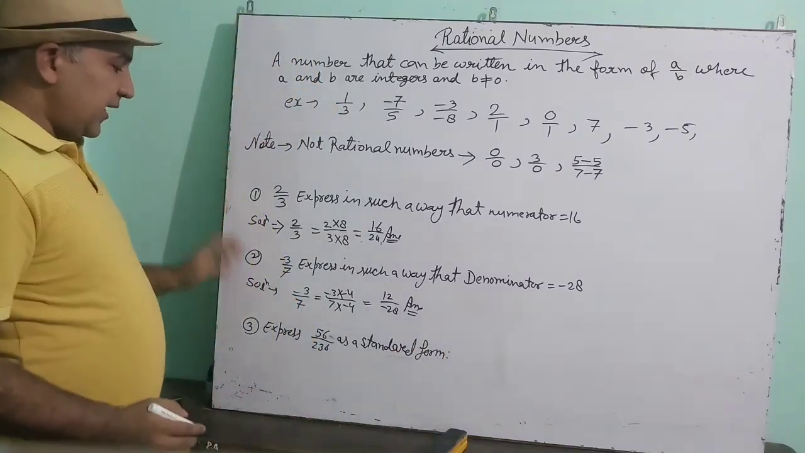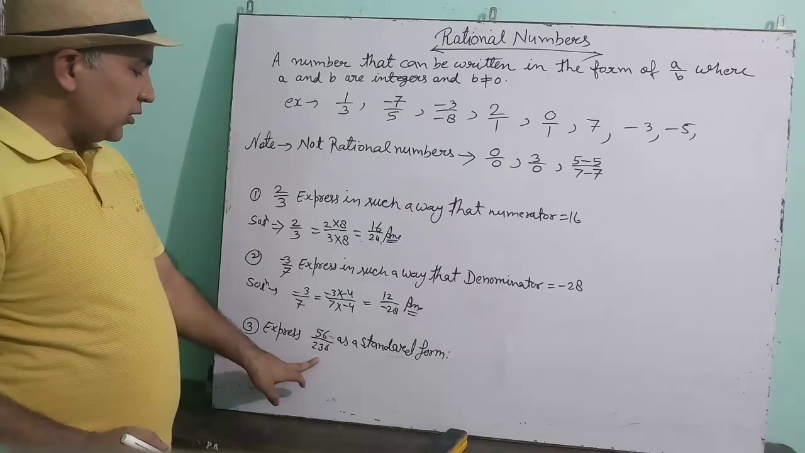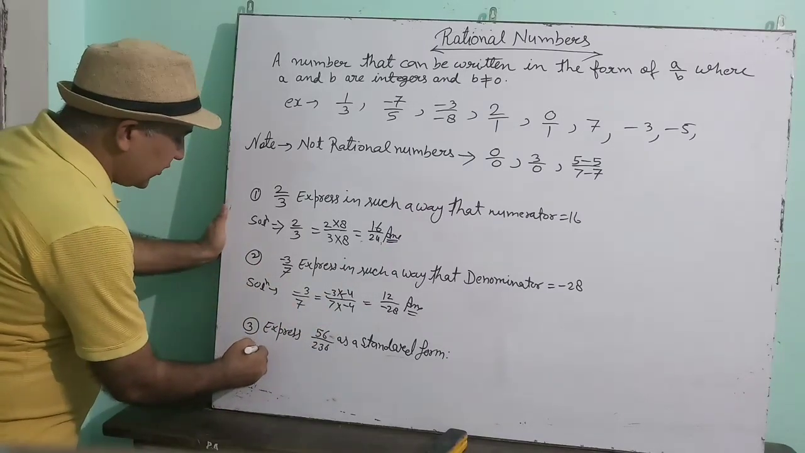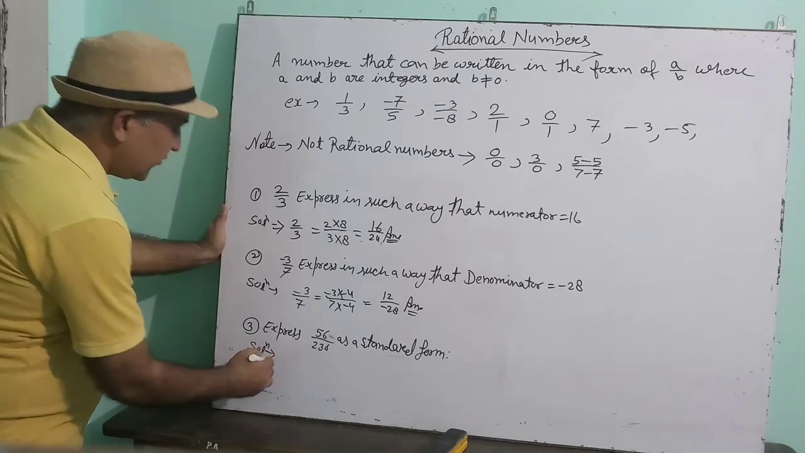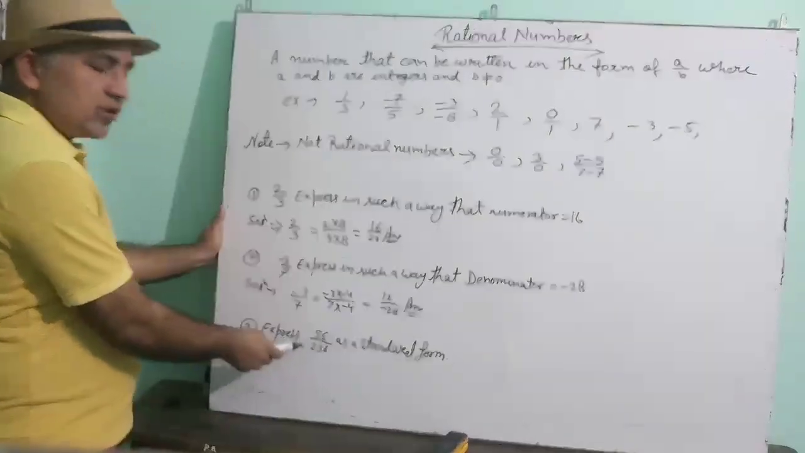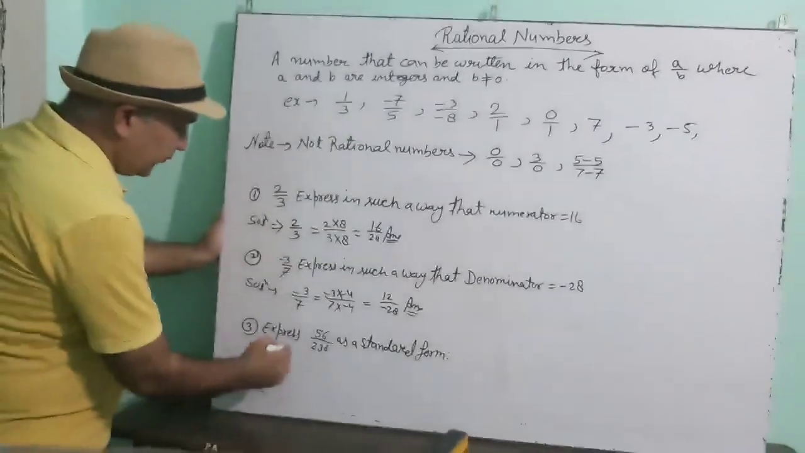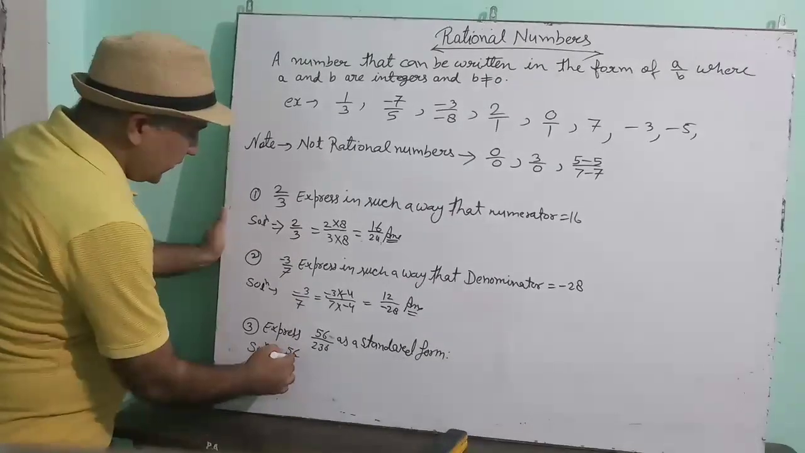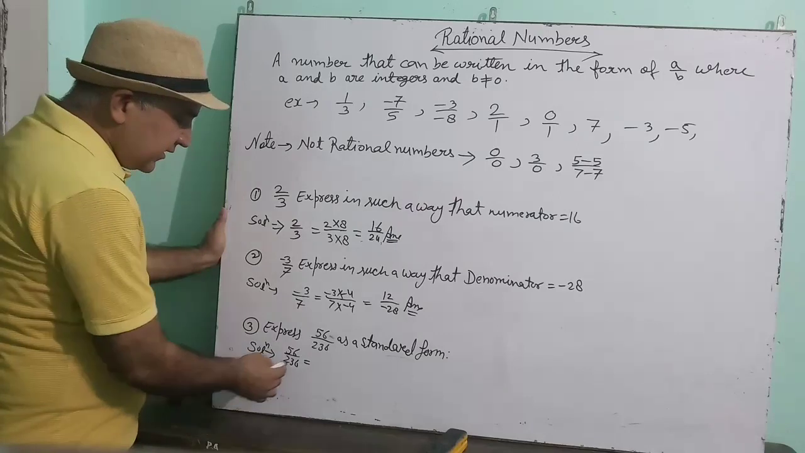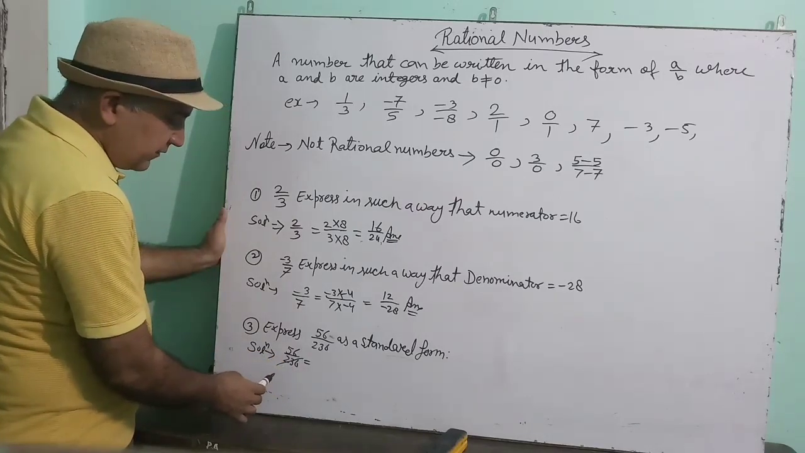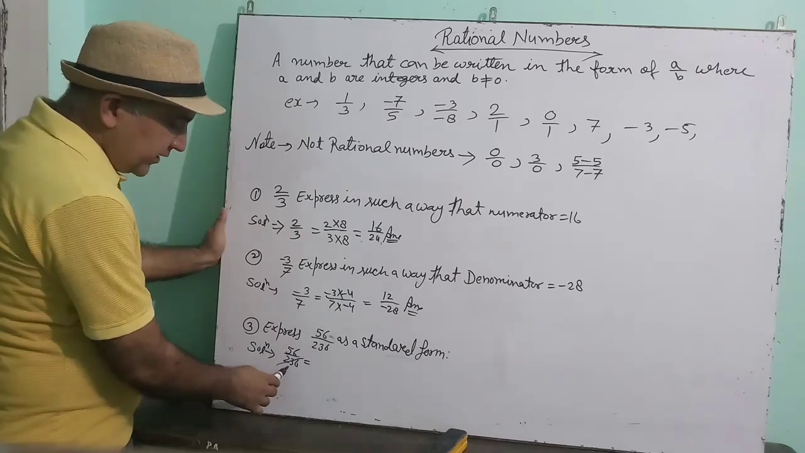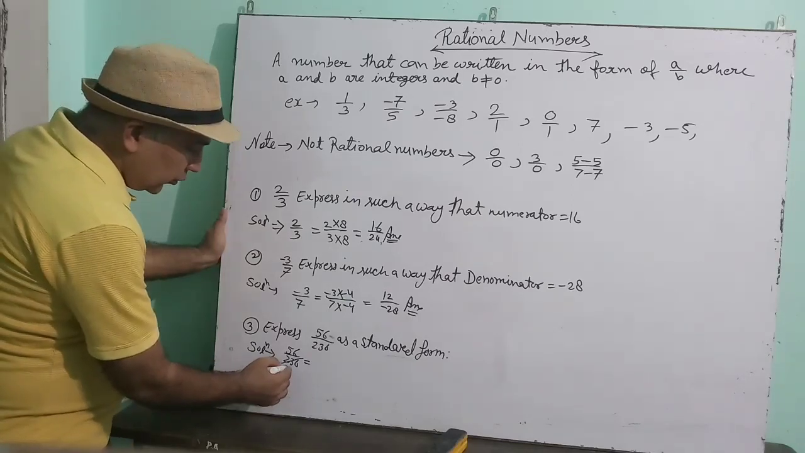See this one. Express 56 upon 236 as a standard form. Now what do you mean by standard form? Standard form means lowest term. You have to reduce this given fraction into lowest term. That means 56 upon 236 is equal to, we can see that both the numbers are divisible by 4. 4 can divide numerator and denominator both.